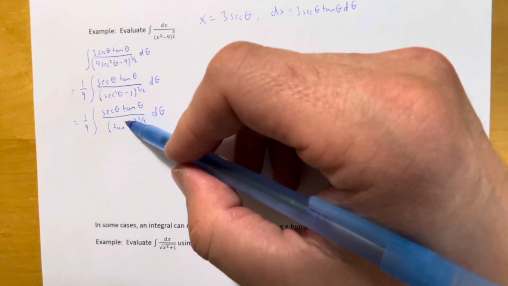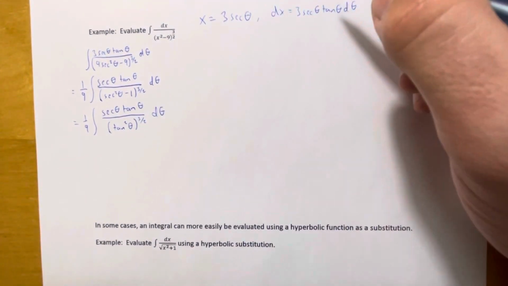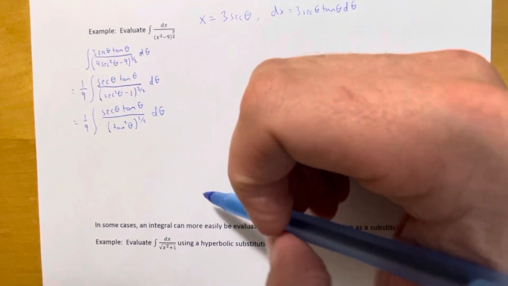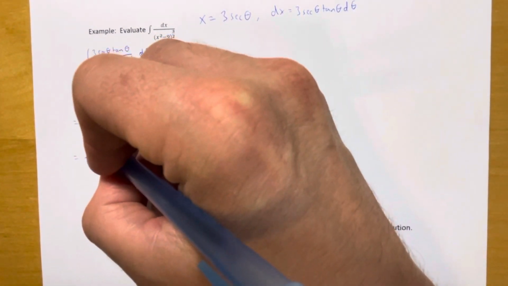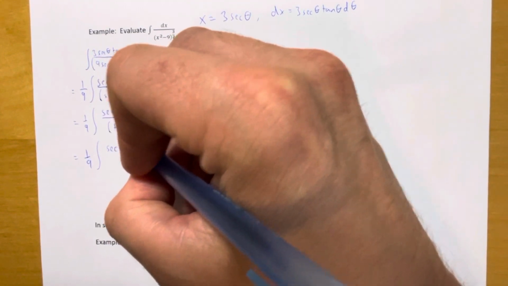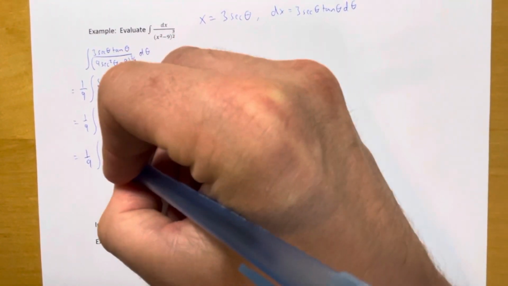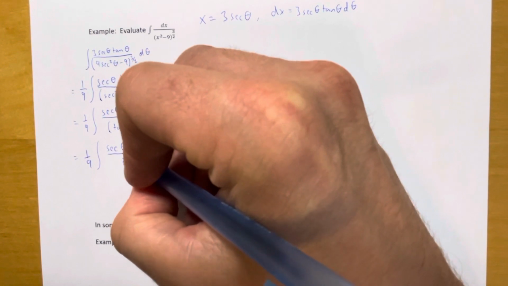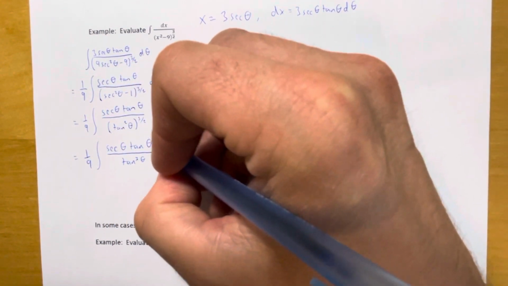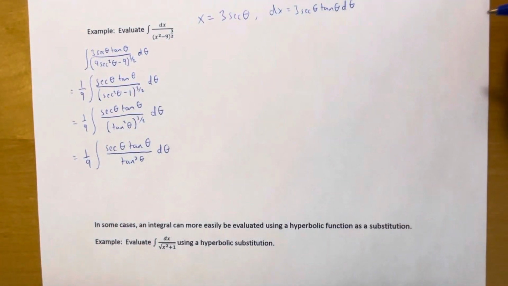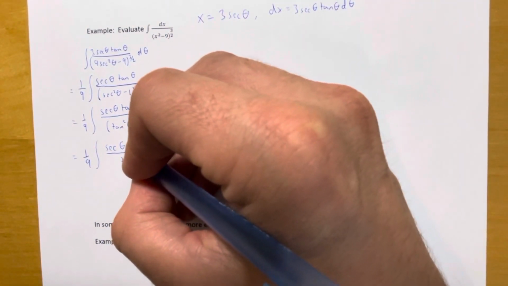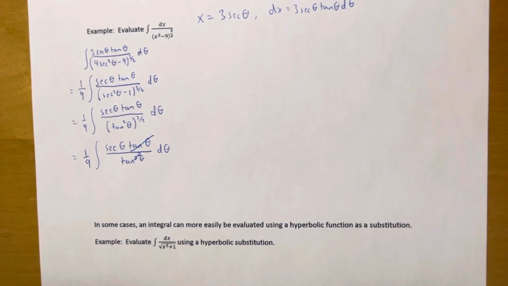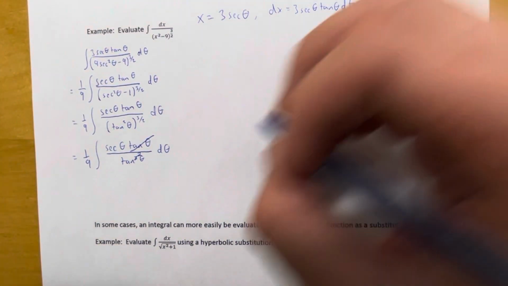Now what I have is a power to a power, so I can multiply exponents together. 2 times 3/2 is 3, so I'm going to get secant theta, tangent theta, over tangent cubed of theta, d theta. I can already see some nice cancellation that's going to happen. This tangent is going to cancel with one of those tangents, leaving me with tangent squared down there. Okay? How do you take an integral of secant of theta over tangent squared?